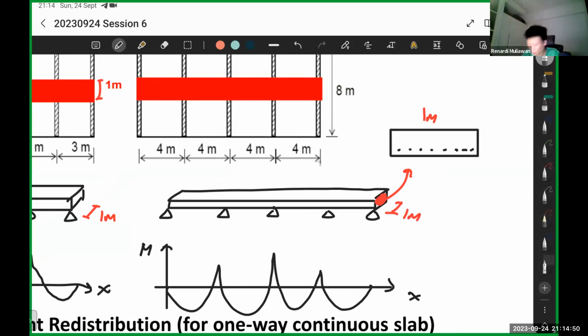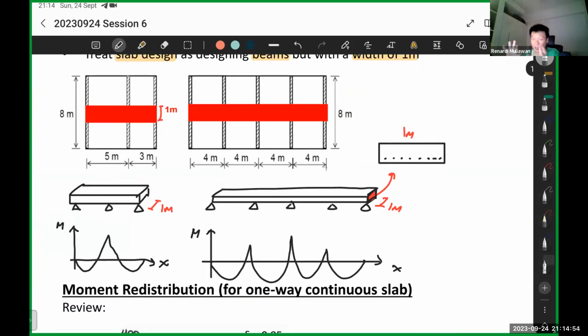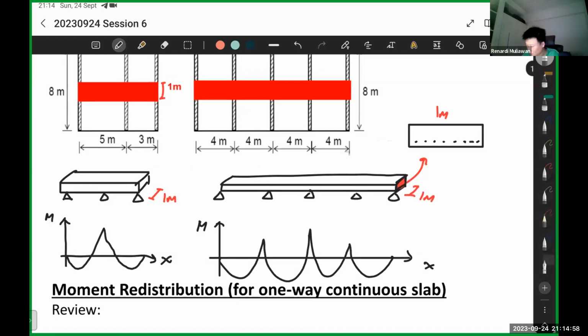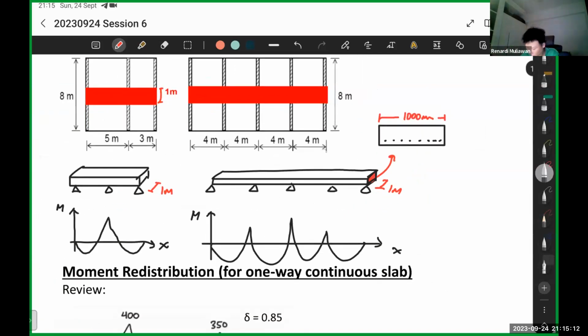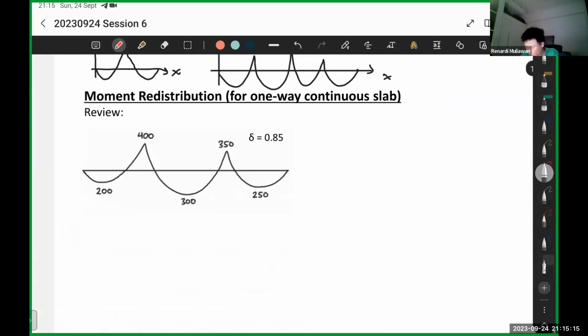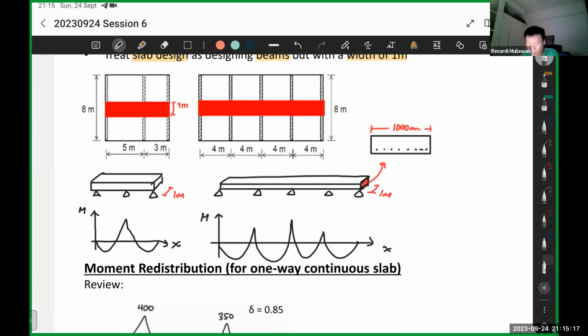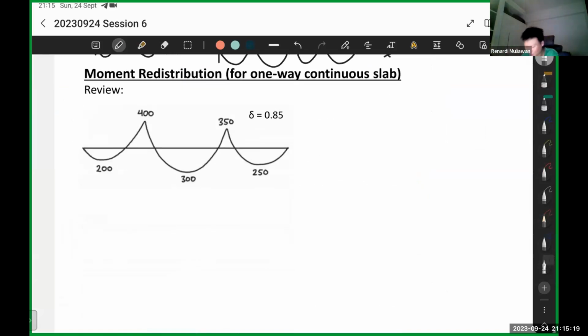Here I'm just emphasizing that for slab design, you can treat it as a beam, but the beam has a width of 1 meter or 1000 millimeters, same thing. The design steps later will be exactly the same as for a beam, but you treat the width to be 1000 millimeters. So again, let's go back to moment distribution. I've been jumping around a little bit.